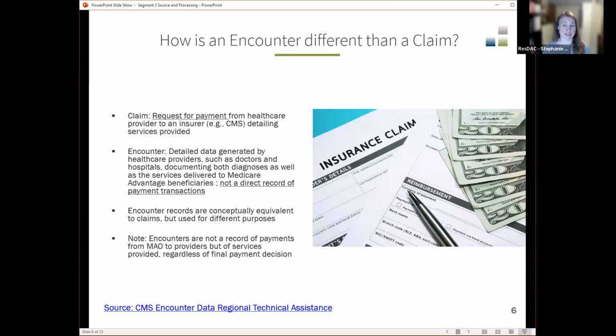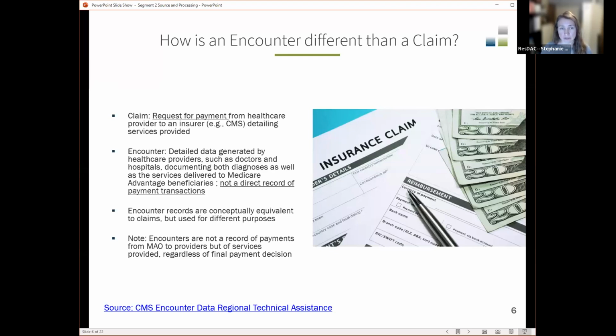So how is an encounter different than a claim? We're used to thinking about claims, or at least I am, as a request for payment. The provider is billing directly to the payer, and in Medicare fee-for-service, they're billing the Centers for Medicare and Medicaid Services. They say, we've delivered this service, and they're requesting payment for it. An encounter instead is a description of the services that were provided, and it's not a direct record of payment transactions. It documents the diagnoses associated with the service, and the procedures, including just a physician visit, that were delivered to Medicare Advantage beneficiaries.